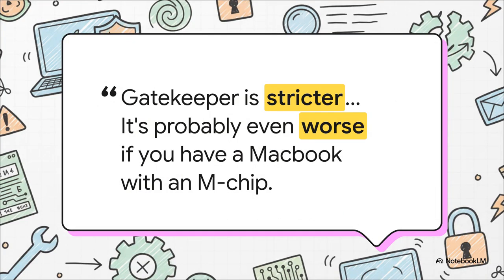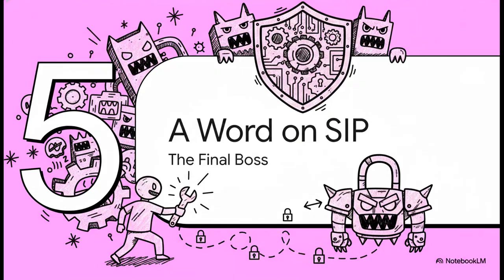But it's not always that easy, is it? As other users here point out, Apple is making this harder over time. With every new version of macOS, especially on their new M-series chips, Gatekeeper is definitely getting stricter. The old tricks just don't always cut it anymore. Yeah, that increasing strictness means that sometimes you run into a whole other layer of security. It's basically the final boss of macOS protection, a thing called SIP.